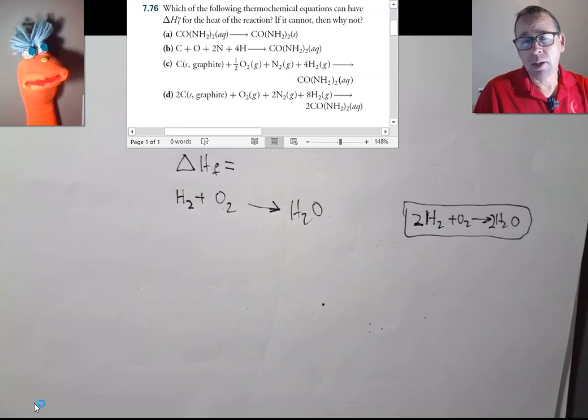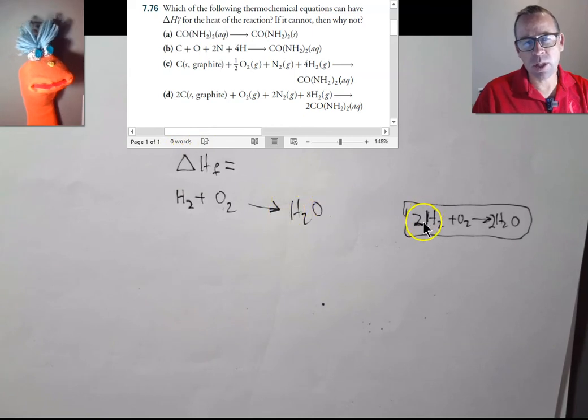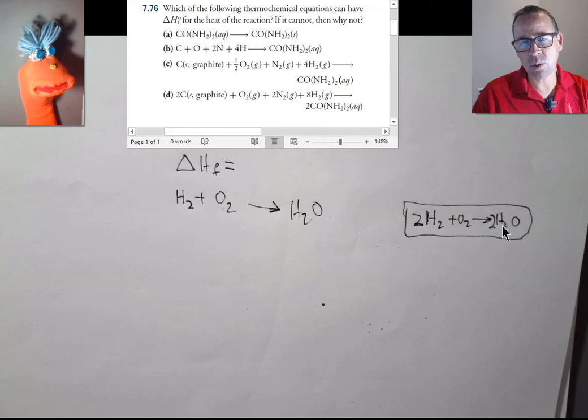That's how I would do a typical balancing equation. However, to be a delta HF formation reaction, you only produce 1 mole of the material that you're making. All right? So in this reaction, how many moles of material do you produce? 1 mole. No, see, there's a 2 there. Oh, 2 moles of water. Yeah, so this is not a delta HF formation reaction because it's not a formation reaction.